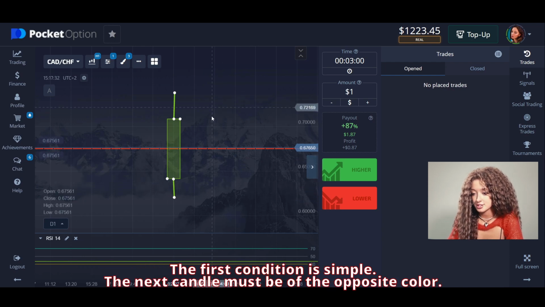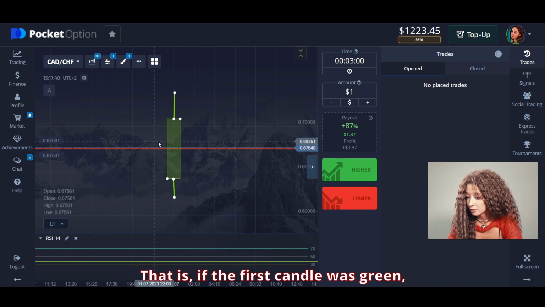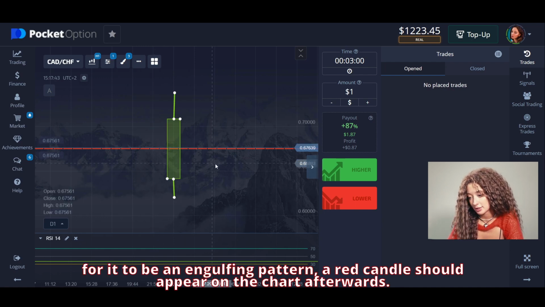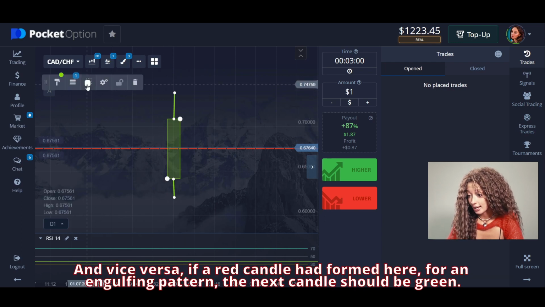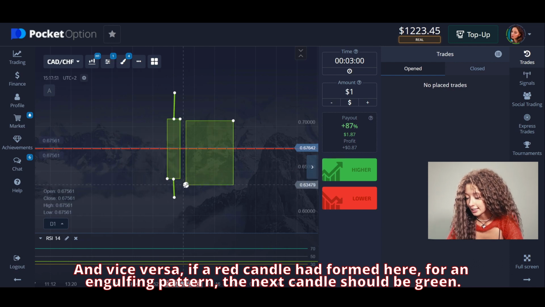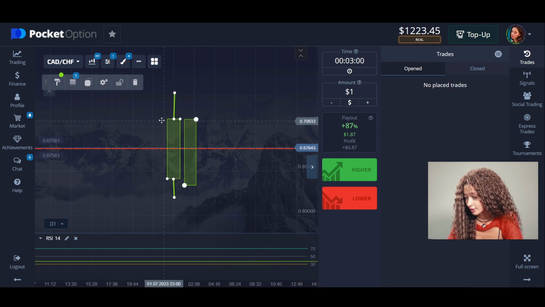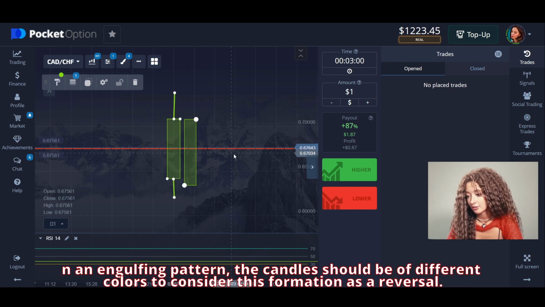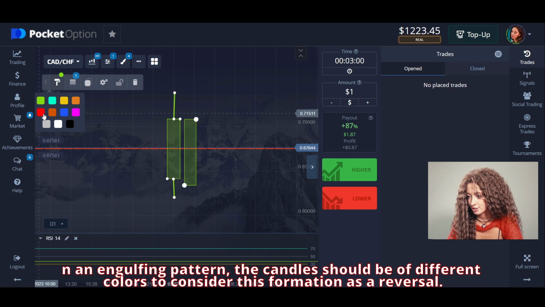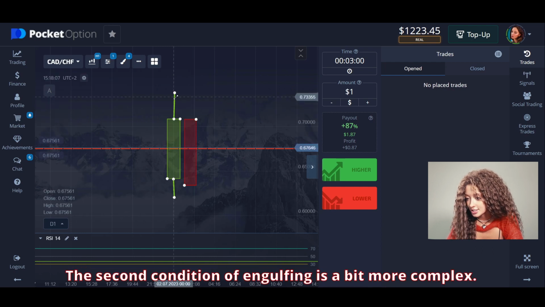The first condition is simple. The next candle must be of the opposite color. That is why, since the first candle was green, for it to be an engulfing pattern, a red candle should appear on the chart afterwards. And needless to say, if a red candle has formed first, then for an engulfing pattern the next candle should be green. In general, in an engulfing pattern, the candles should be of different colors to consider this formation as a reversal.